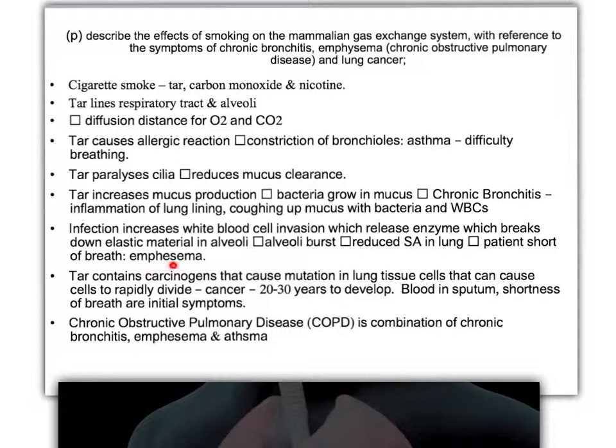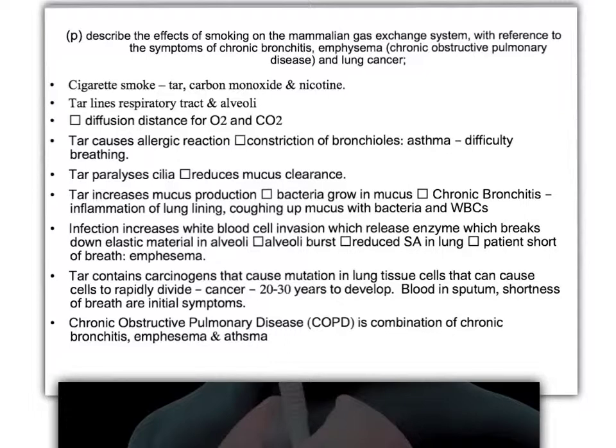So emphysema is caused by infection, which results in white blood cells invading alveoli. White blood cells release enzyme to break down elastin, which results in alveoli bursting, which reduces surface area of the lung, and the symptoms are shortness of breath.